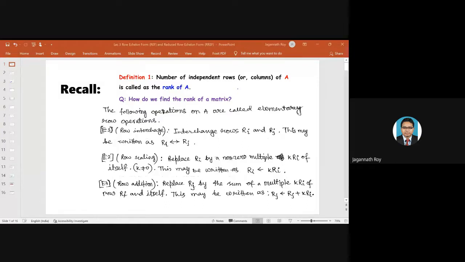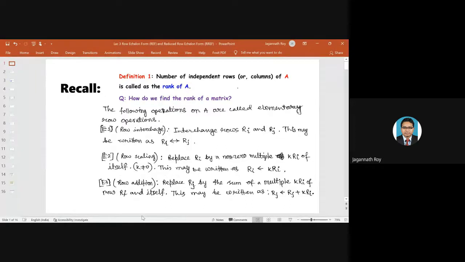Just to recall what we have discussed. In the first class we discussed linear independence. Then with the help of that definition, we defined another quantity called the rank of a matrix. What is the rank of a matrix? The rank of a matrix is the number of independent rows or columns of a matrix.